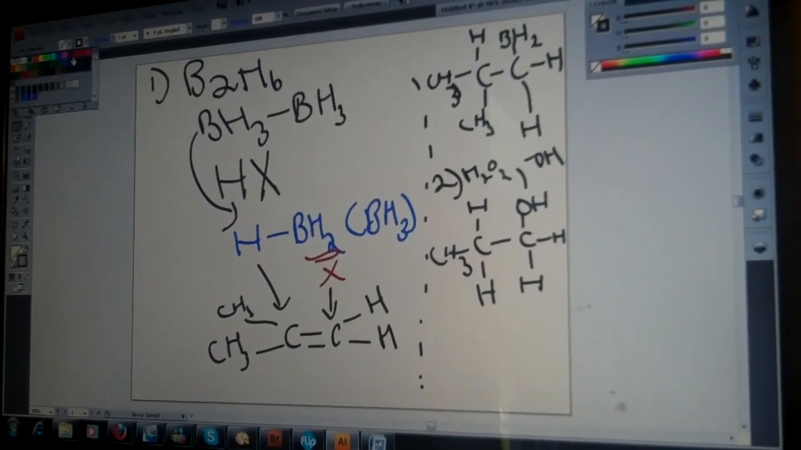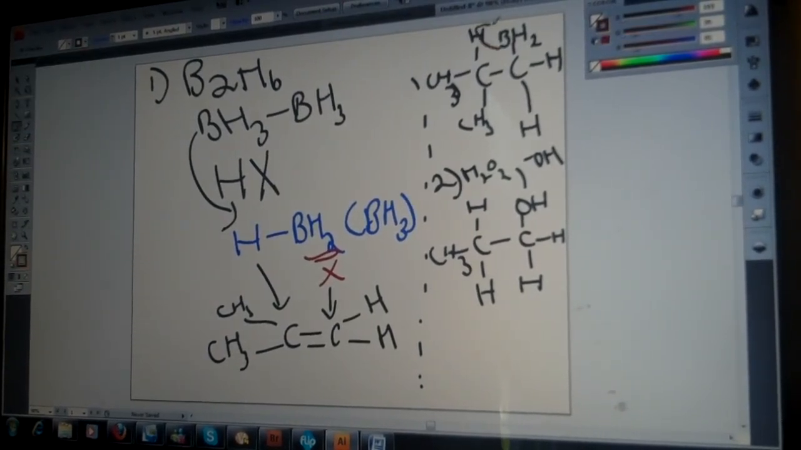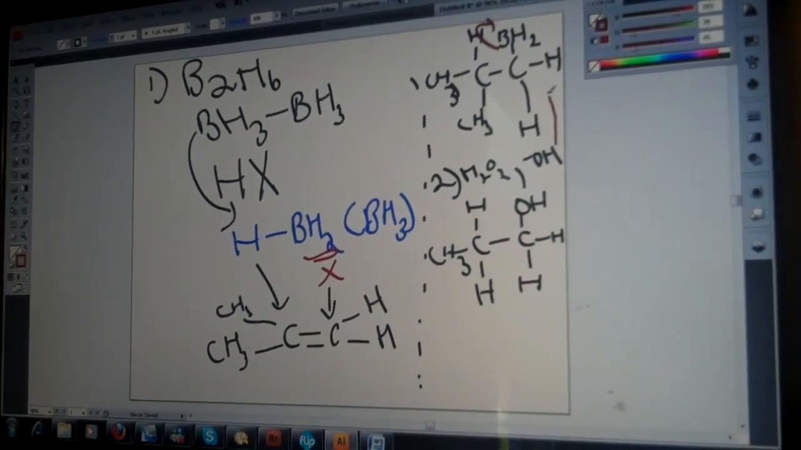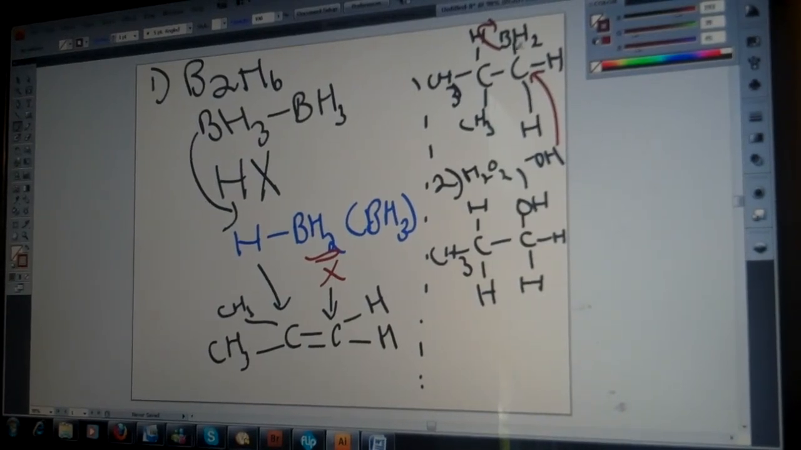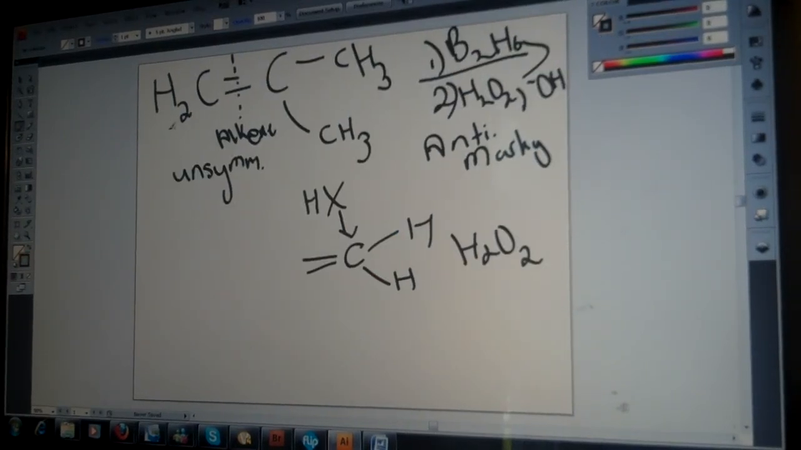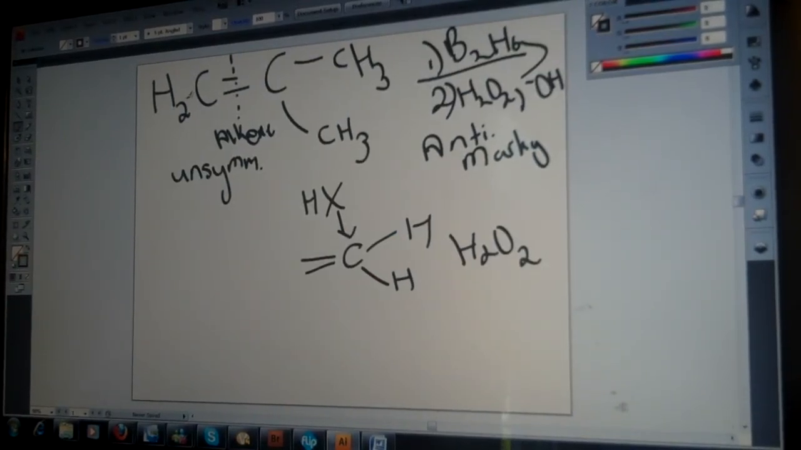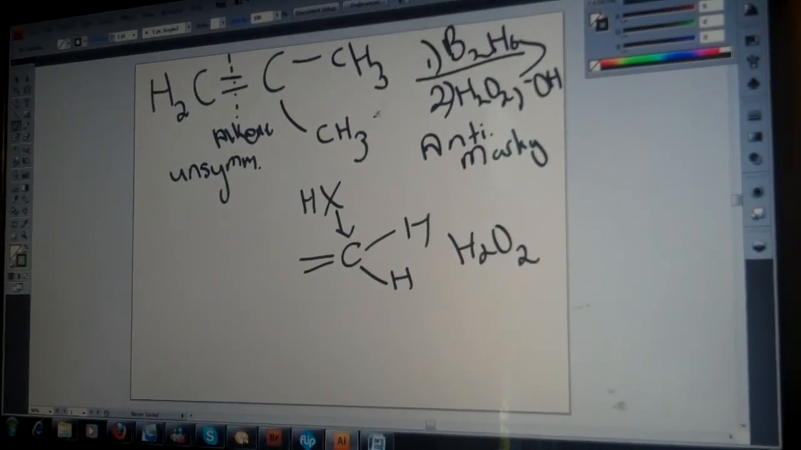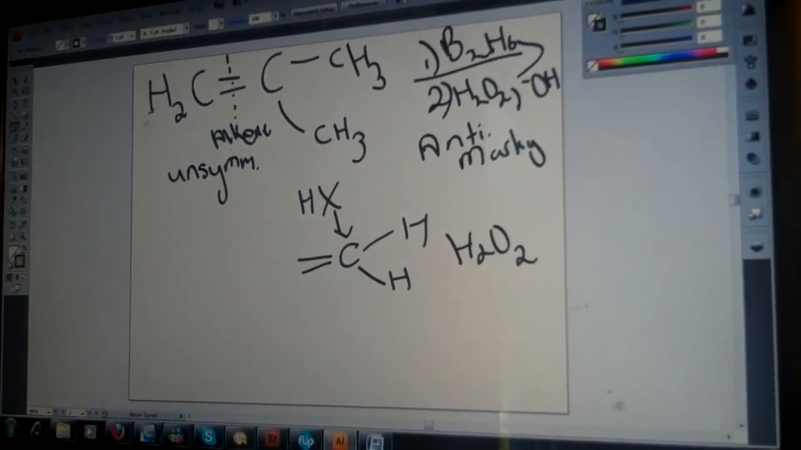I'll just use a different color pen to show this leaves, and then over here, I'll draw the arrow, the OH replaces it. So this is it for this type of question. You would get the question looking like this: an alkene, a CH2 double bond, CH3. It won't look exactly like this.